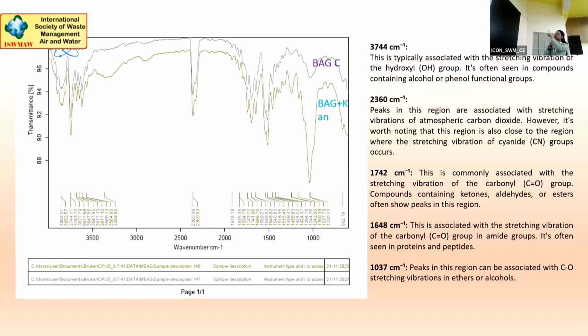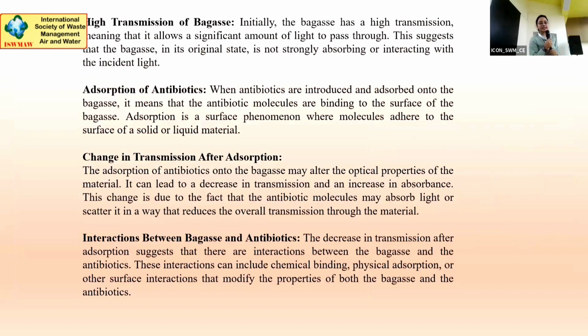In the first graph, which is bagasse, it is prominent that the transmission rate is higher than the treated bagasse. So it means that the bagasse in its natural form allows light to pass through more than the bagasse which is treated with kanamycin. Next slide, please. Change in the transmission after absorption.